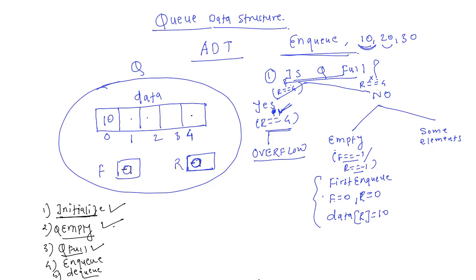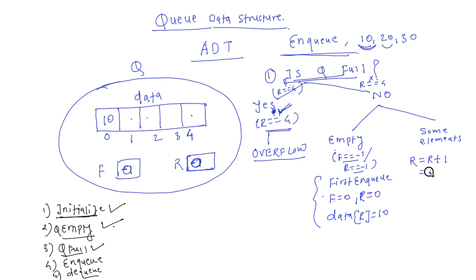I look only at the rear end. Whatever rear is, rear is 0 means the element is present on the 0th element. The next element should come on rear plus 1 position, that is 1 in this case. So if this is a normal insertion, I look only at the rear variable and increment it by 1.